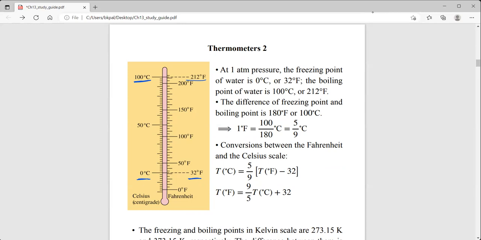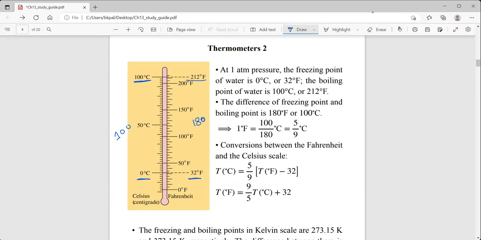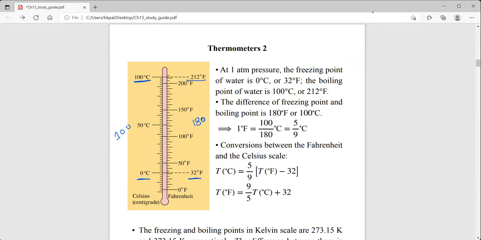Okay, so now here you see that between 0 degree Celsius and 100 degree Celsius, the difference is 100. Here between 32 and 212, the difference is 180 degree Fahrenheit. Okay, so you see they're different. In the Celsius scale, the difference is 100. In the Fahrenheit scale, it is 180 degree Fahrenheit. So the relationship between degree Fahrenheit and degree Celsius is this one. So 1 degree Fahrenheit is equal to 5/9 degree Celsius.